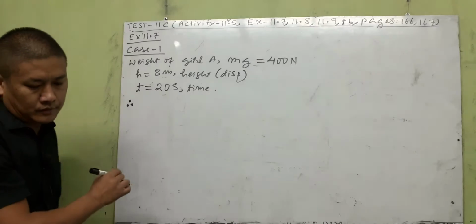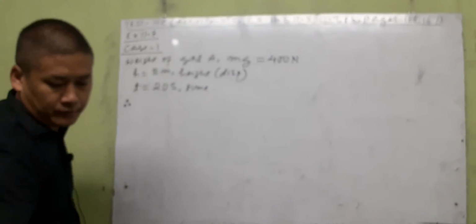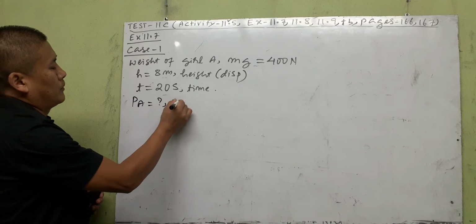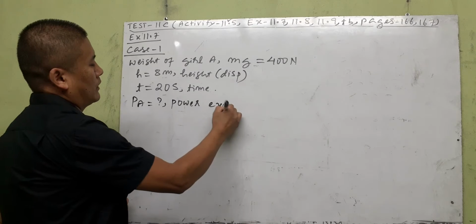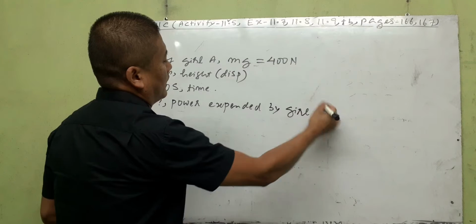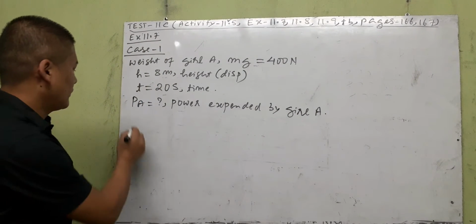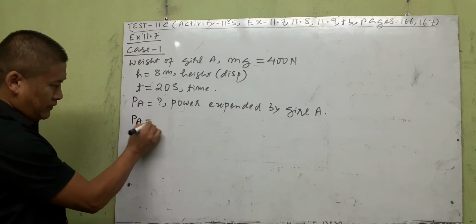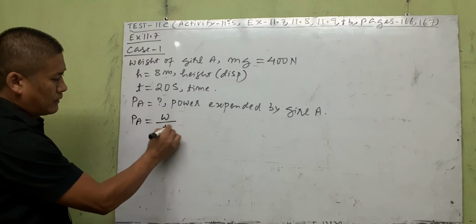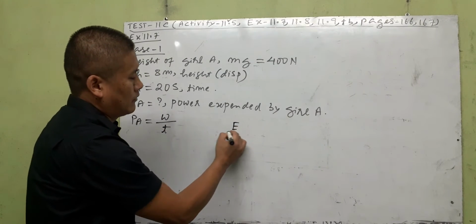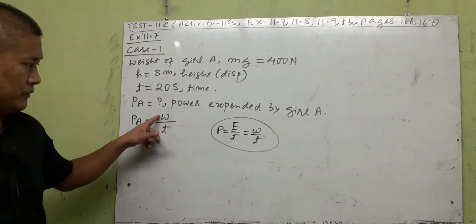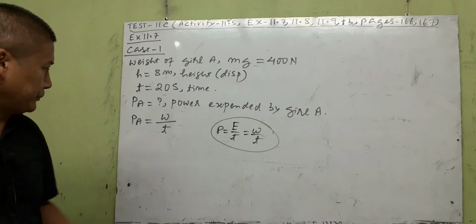So before we solve, let us write here PA, this is the power expended by girl A, the first one. So we know the power formula. We have discussed this in the beginning of the chapter. Power is always work done divided by time. The formula for power is E by T or W by T. We have learned this in the previous class. So we'll do work by time. Work and energy are the same.